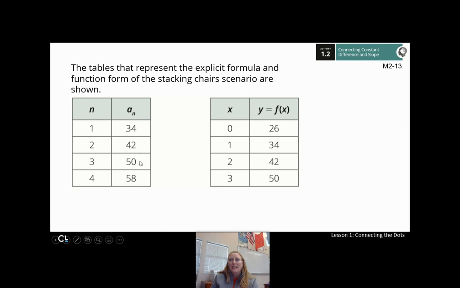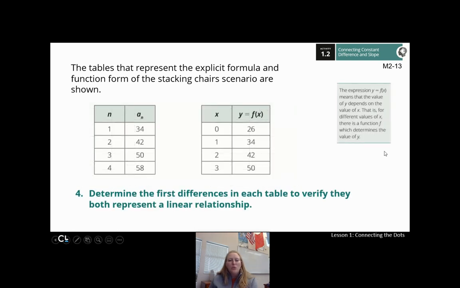Subtract these two, what do you get? Subtract these two, what do you get? And you're going to keep doing that here. So I'd like you to do that. I would like you to take a moment to determine the first differences in each table to verify they both represent a linear relationship. So go ahead and hit pause, do all your little subtractions, find all of your first differences, and then hit play when you're ready to check your work.